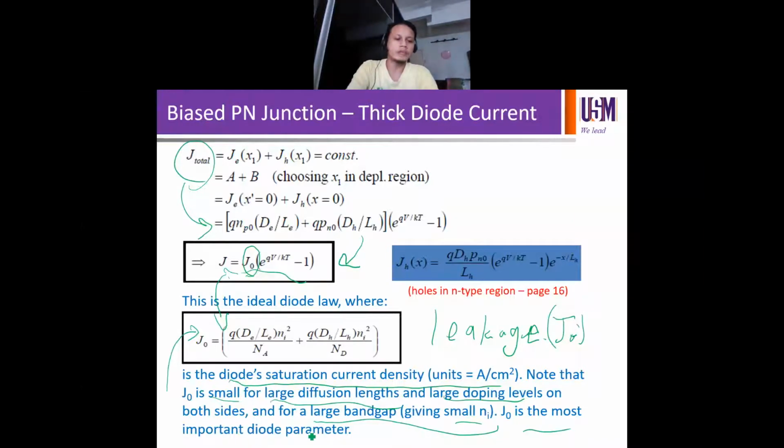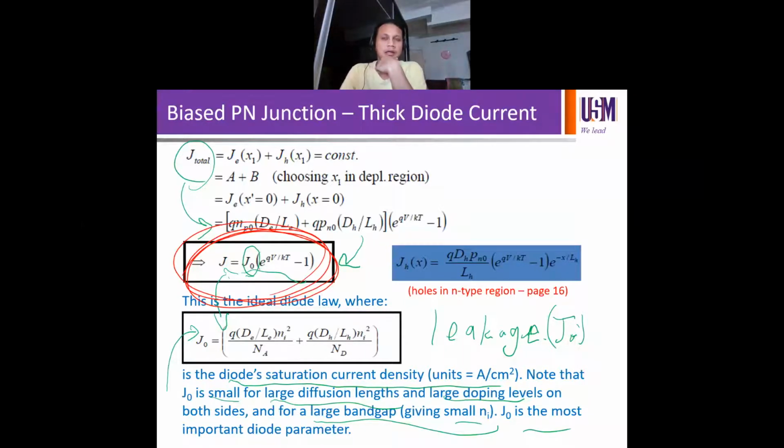In a diode, we'll see in the lecture tomorrow, we're going to look at the diode equation, which is essentially this equation. We're going to discuss this equation tomorrow. So J is equal to J naught exponential QV over KT minus 1. J naught is the leakage current or diode saturation current density. And in fabricating your semiconductor devices based on PN junction, we want our J naught to be as small as possible. Kita tak nak J naught too tinggi ya. When your J naught is high, that means you have high leakage in your device and that's very bad.